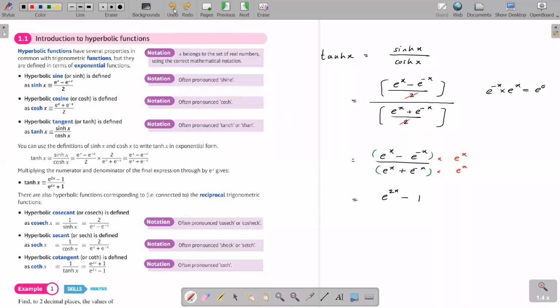Divide by the same story here. e to the power x into e to the power x is e to the power 2x, plus over here e to the power minus x into e to the power x. That's again going to be e to the power 0. So that's going to be a 1.